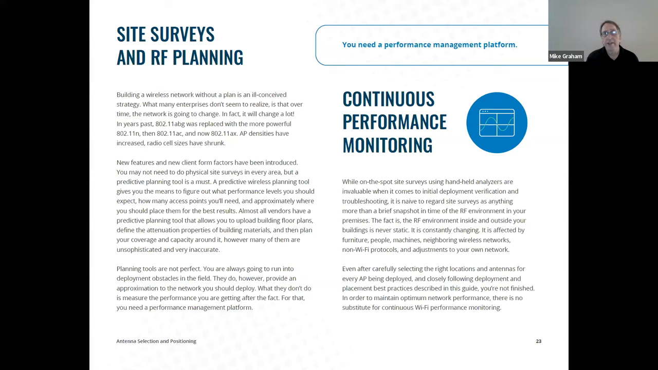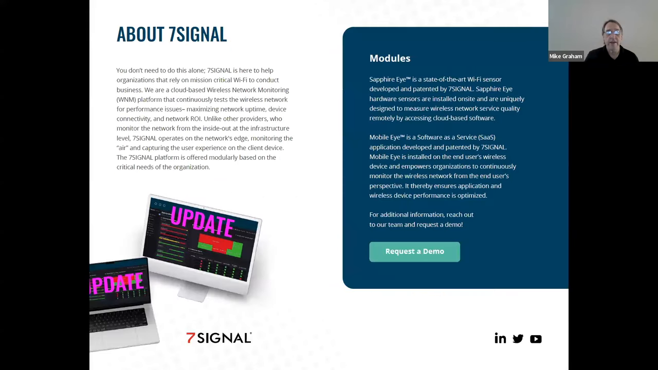Final thing, a little 7signal plug, continuous monitoring. RF environments are super dynamic. There's always change going on. It's really hard to tell what's going on without specific monitoring. The access points, the controllers monitor themselves, but frankly, they don't do a great job of it. And some kind of external monitoring is super helpful. And I think that is it. Heather, I will turn this back over to you.